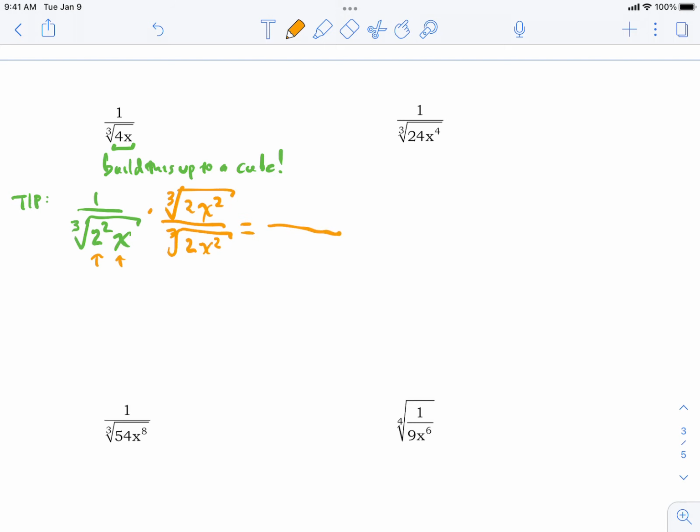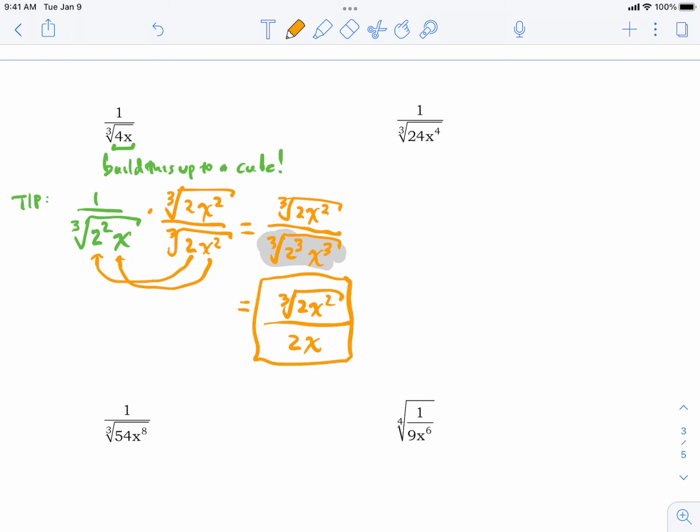Now I usually skip this part, but I won't. I'm just going to prove it. 2 squared times 2 is 2 cubed. X times x squared is x cubed. Okay, that was the whole point, was to put cubes inside. And then on the top, I've just got 1 times that. And so the final answer is, the top, can't do anything with the top, just leave it there. But the bottom, we built something that we could simplify. That was the whole point. So the cube root of 2 cubed is 2, and the cube root of x cubed is x, and there we are. There's our nice rationalized denominator form.